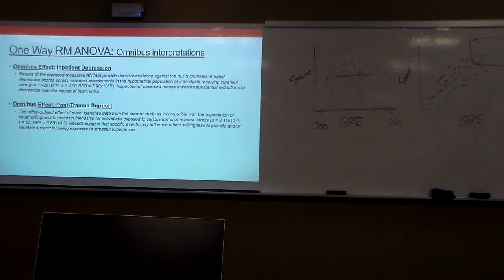to our examples here. So a couple different interpretations based on the analyses we just ran, okay? So for our inpatient depression, again, we're just focusing on the omnibus testing, so we're trying to give you language for this omnibus test. So we're saying results of the repeated measures ANOVA provide decisive evidence against the null hypothesis of equal depression scores across repeated assessments in a hypothetical population of individuals receiving inpatient care. P-value, yikes, that's tiny. S value, 471.